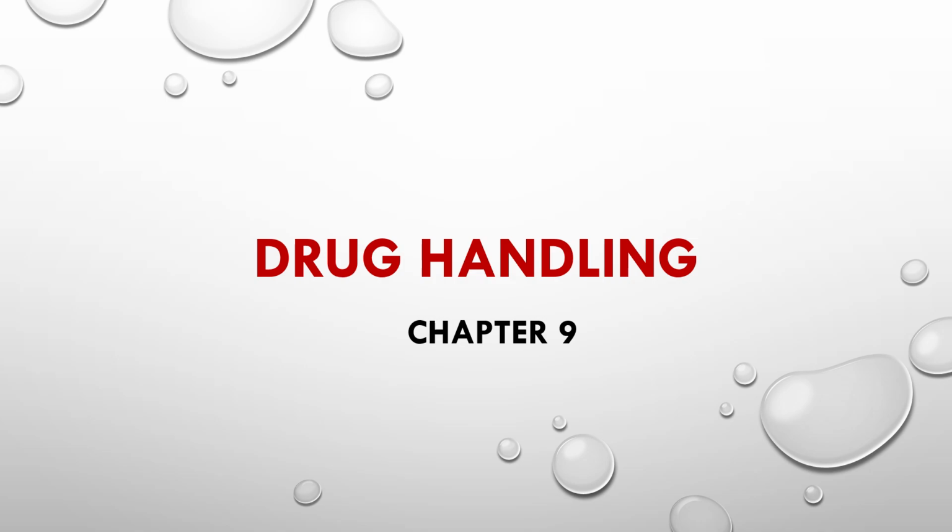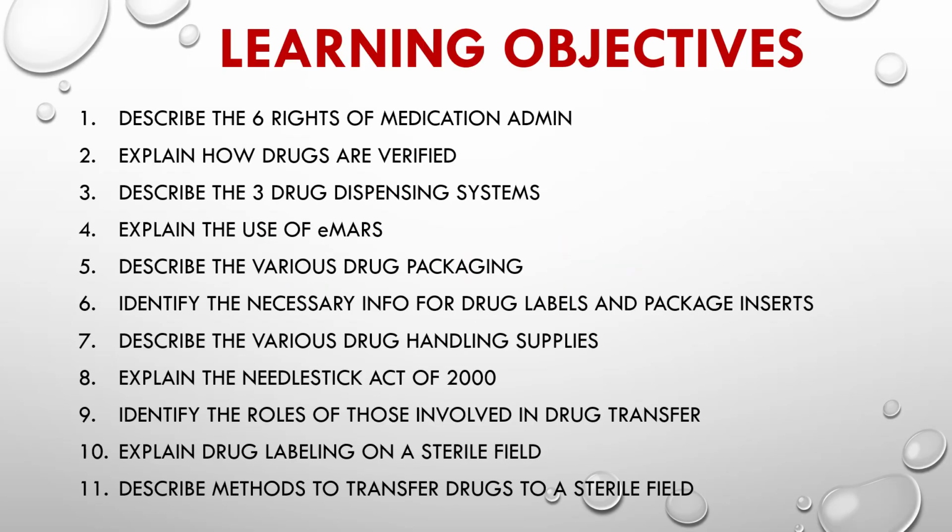Chapter 9, we are going to be learning about drug handling and how drugs are packaged, and then how and whose responsibility it is to handle them inside of the OR. So our learning objectives: there are what are called the 6 rights of medication administration. We're going to talk about how they're verified, where they're stored within the hospital. So there are 3 places, kind of systems, to get drugs.